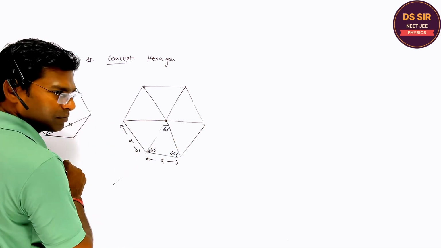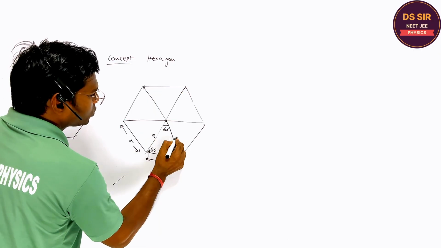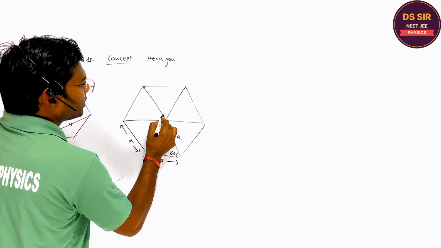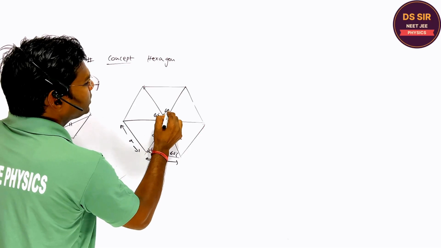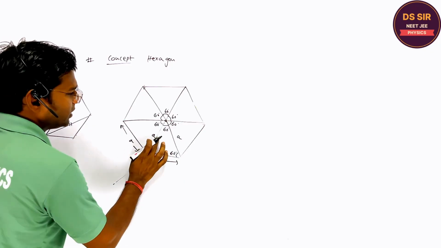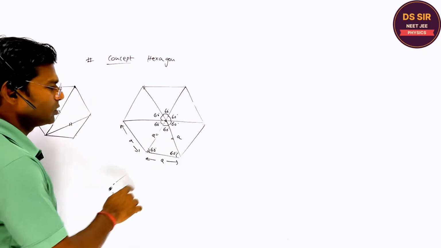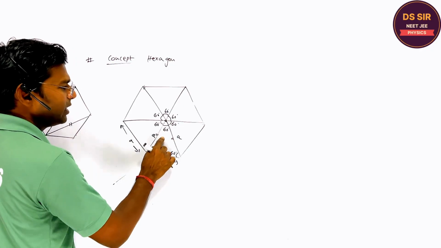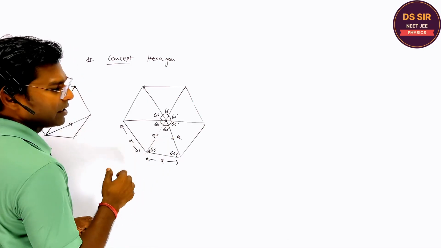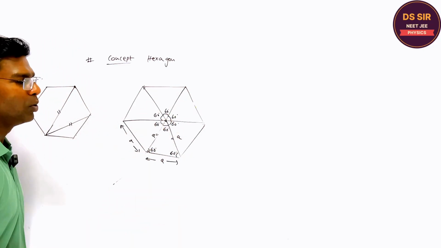This is the equilateral triangle, so each angle of the hexagon must be 60 degrees. These two sides are equal, therefore the opposite angles must be equal. If you try to find this angle, each angle comes to 60 degrees, and therefore every triangle you are seeing over here is nothing but an equilateral triangle, right?